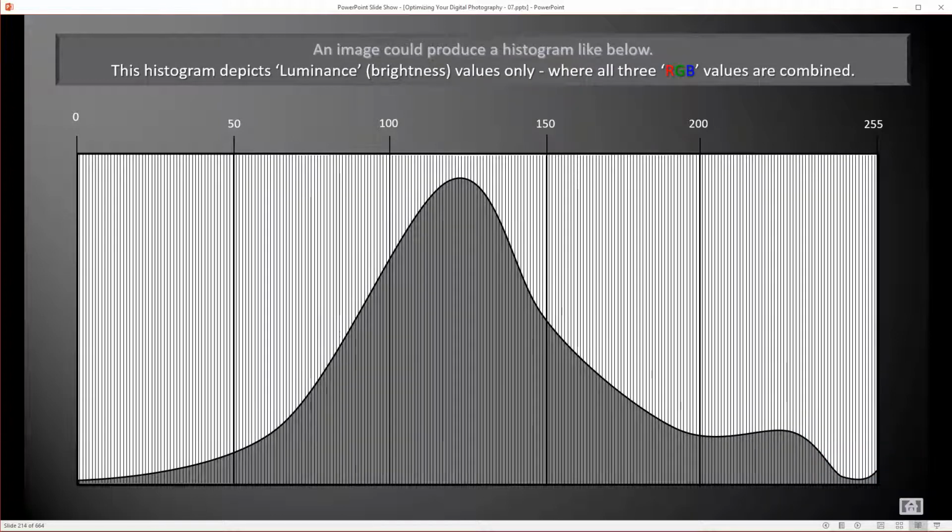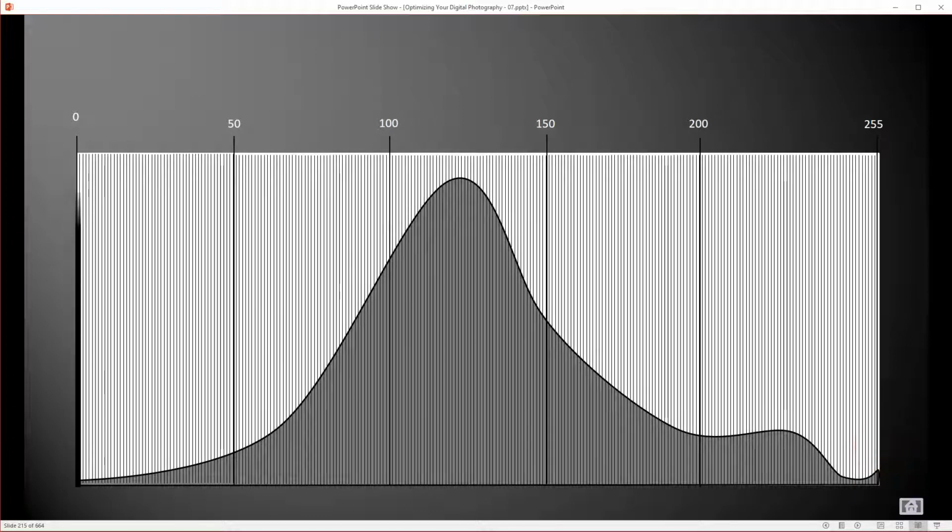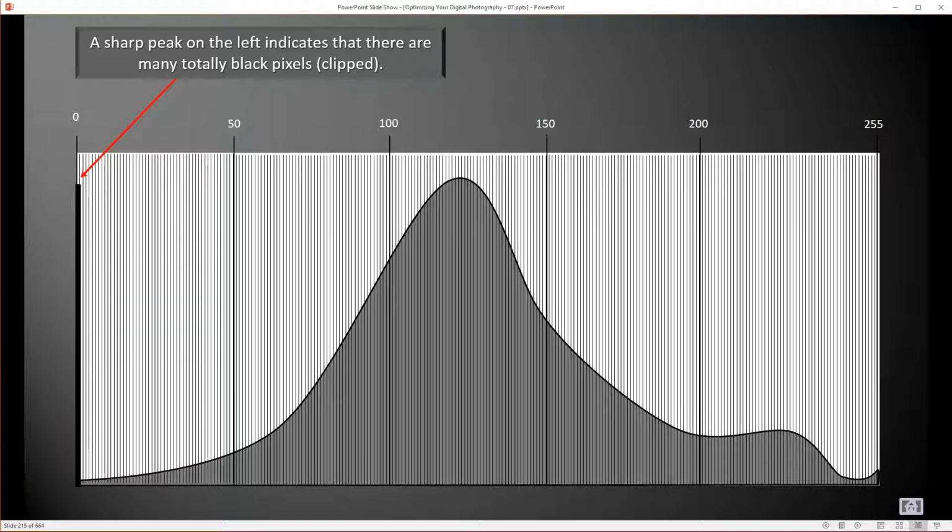So this histogram again represents luminance, brightness values only. So we've got a combination of all red, green and blue values mixed together to give just the total brightness of all 3 channels. Now then, if we have a sharp peak on the left hand side, that means that there are lots and lots of pixels that are pure black, which means it's clipped and there's no tonal values other than black in lots and lots of pixels. So generally that's a thing to avoid. It means you might have the exposure wrong, and we say it's clipped.